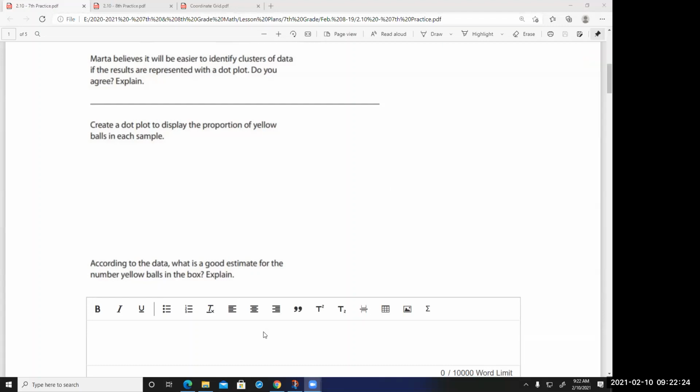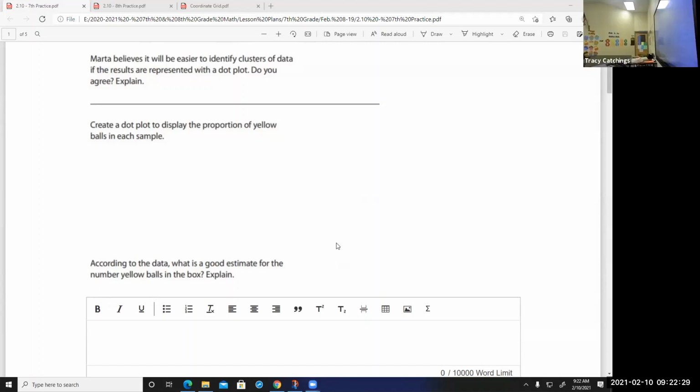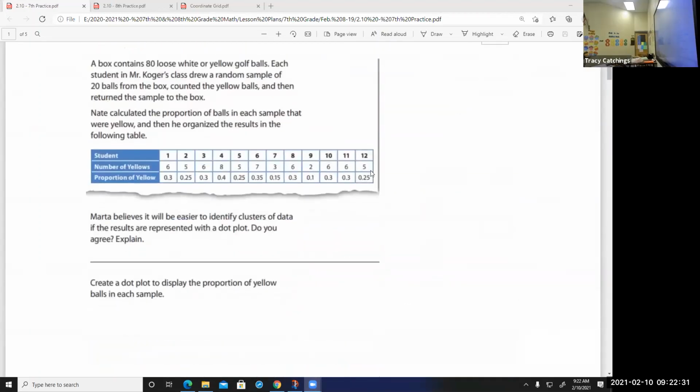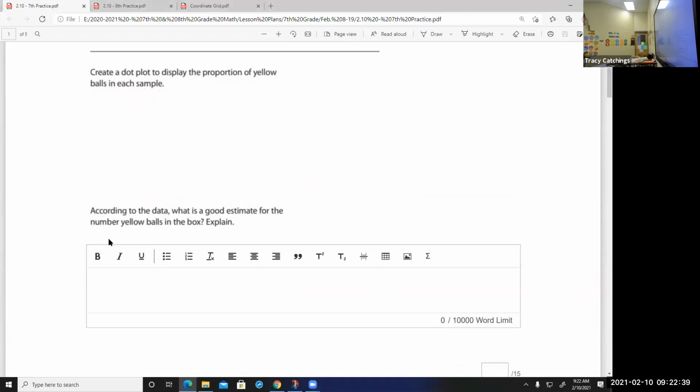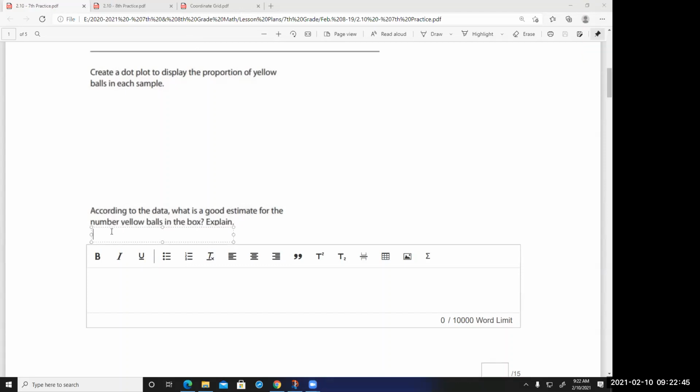Well, 12. Remember, we don't want you to add them all up. Based on how many they pulled, and we did that dot plot, think about how many values had the same amount of numbers. So about how many yellows can we say is in this box? 6.